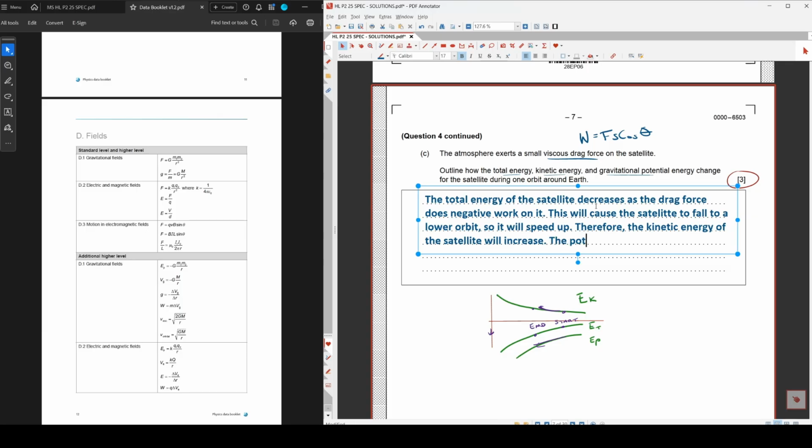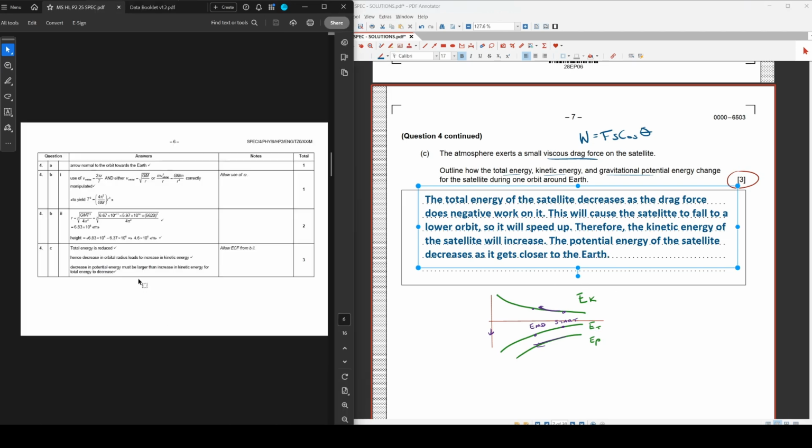And then I want to say the potential energy of the satellite decreases as it gets closer to the planet, to the Earth. Okay, I think that's pretty good. In the mark scheme, they have some fun little detail here about that math thing. But I want to definitely say the total energy is less.